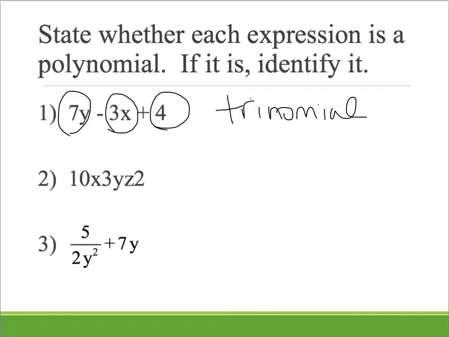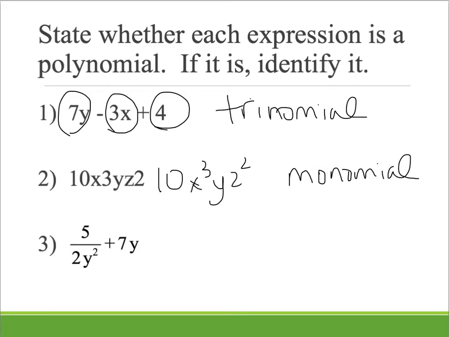In the second one, this should really be 10x to the third yz squared. This is all one term, because the monomial could also be a product. So, monomial. And then if we look at number 3, this right here is not a monomial because it's divided. So this is not considered one. So no, this is not a polynomial.